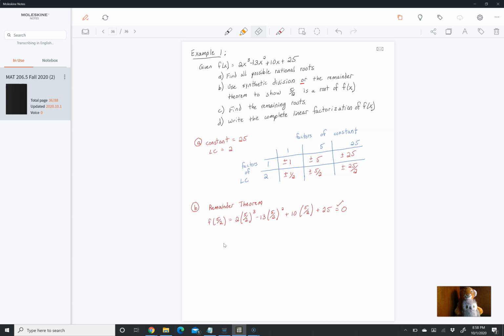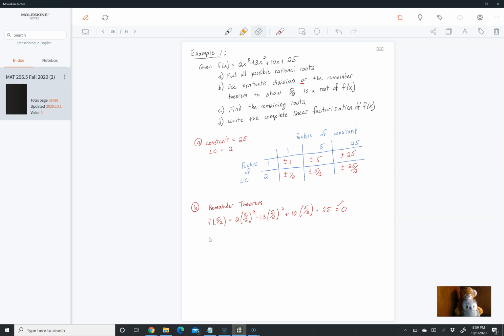And this is where the remainder theorem can be really helpful, because this was a relatively short process and now we know 5 over 2 is a root. If we plugged in negative 5 over 2, what you're going to find is that you won't get 0, which means that negative 5 over 2 would not be a root. That's using the remainder theorem.